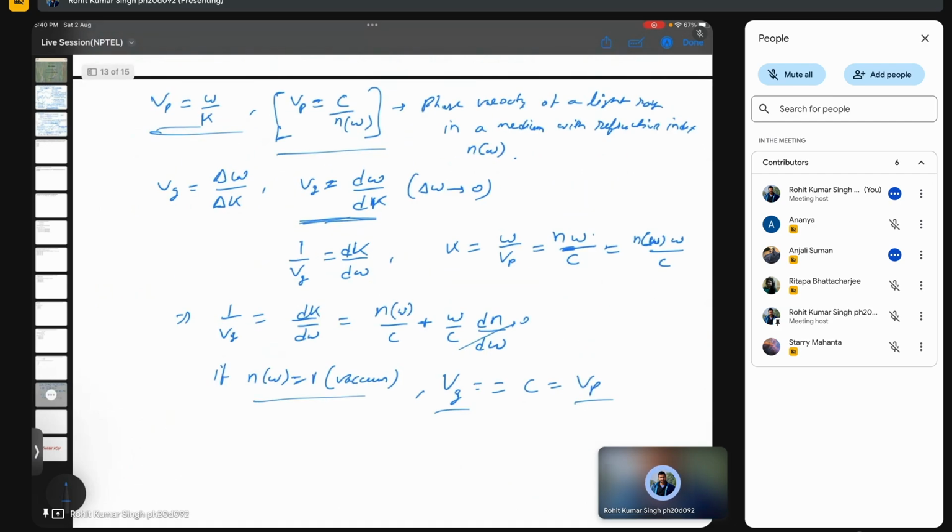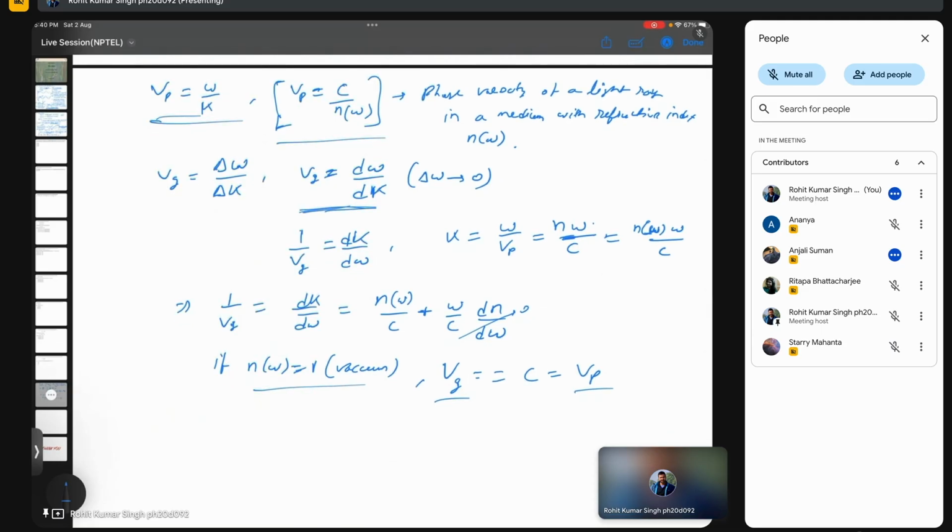Now what I was explaining is, suppose you have an electromagnetic wave, which is light, passing through a medium. The phase velocity, or the velocity of light, is given by c by n. It is no longer c; it will depend on the refractive index of the medium. And this refractive index depends on the frequency of the light, so I have written it as a function of omega.